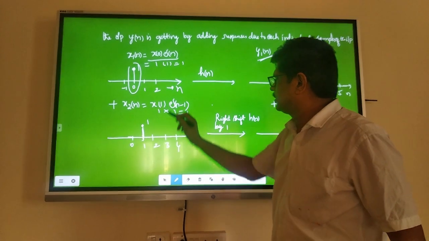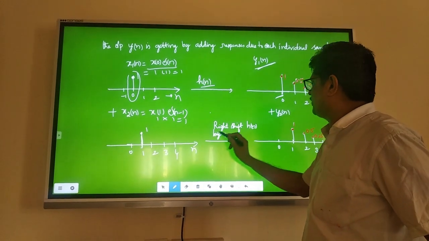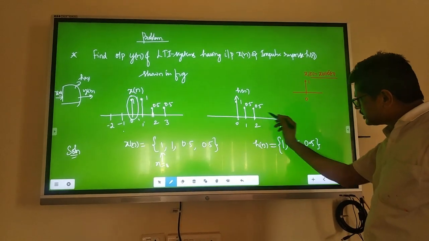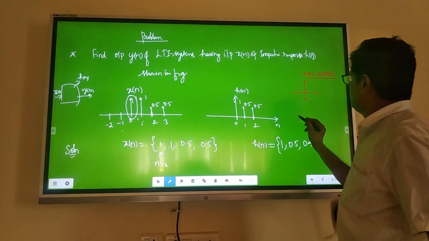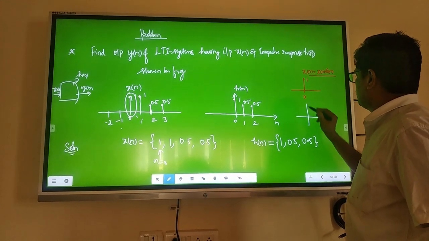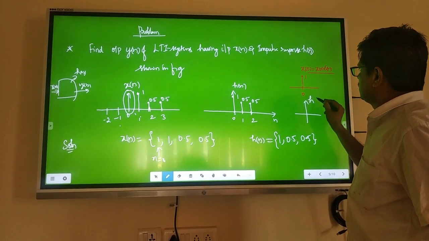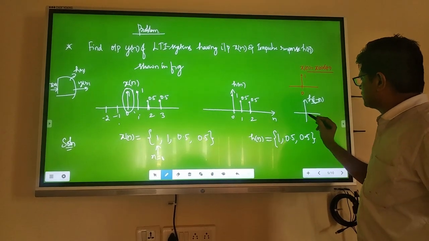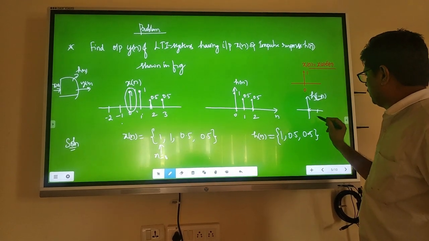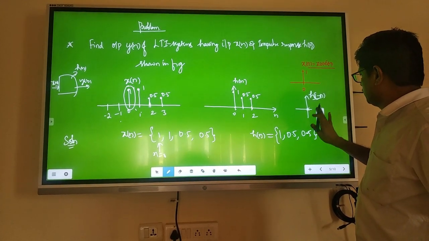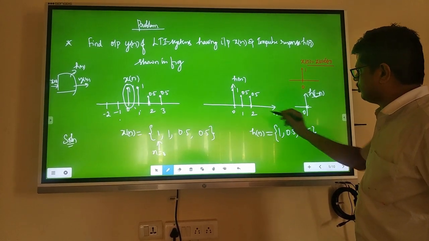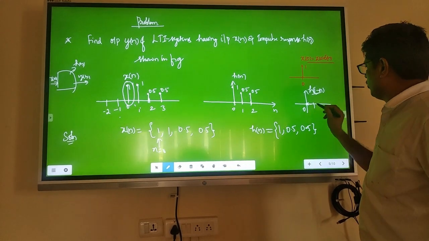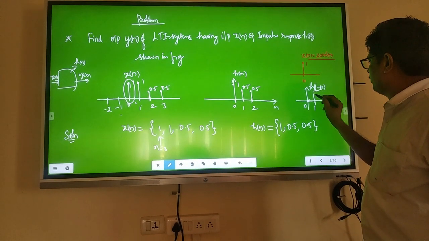Second time, write x2[n] individuals, then right shift this h[n] by 1. See this h[n], right shift this by 1. What will happen then? When you right shift this, you will get your h[n] now as h[1 minus n], for example. At 0, for example, you will not have anything. At 1 you will be having whatever you are having.